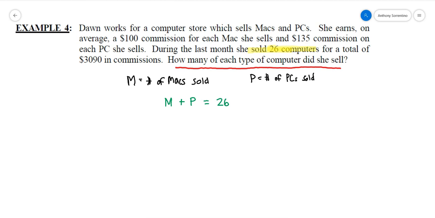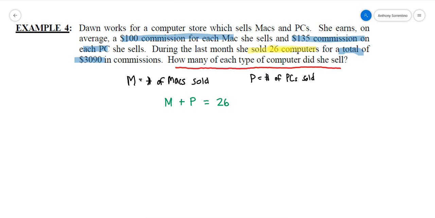The other one is kind of split up in several different spots. So let's have a look at it. It has to do with her commissions. She earned a total of $3,090 in commissions. Put the total here. She has a $100 commission for each Mac and a $135 commission on each PC.